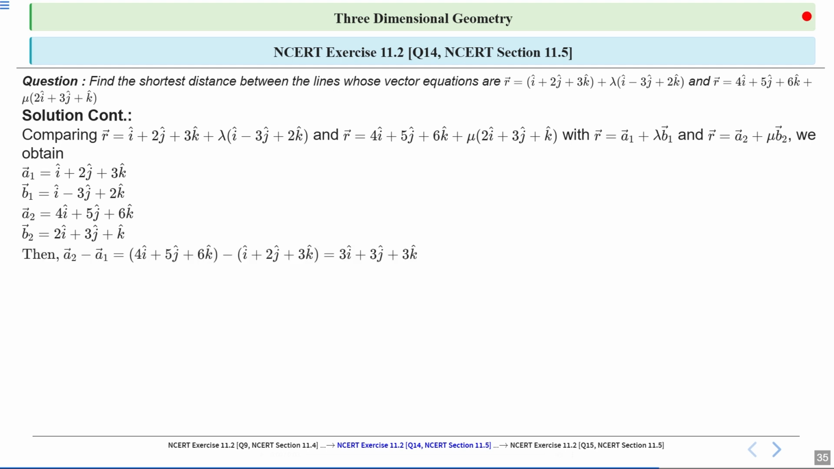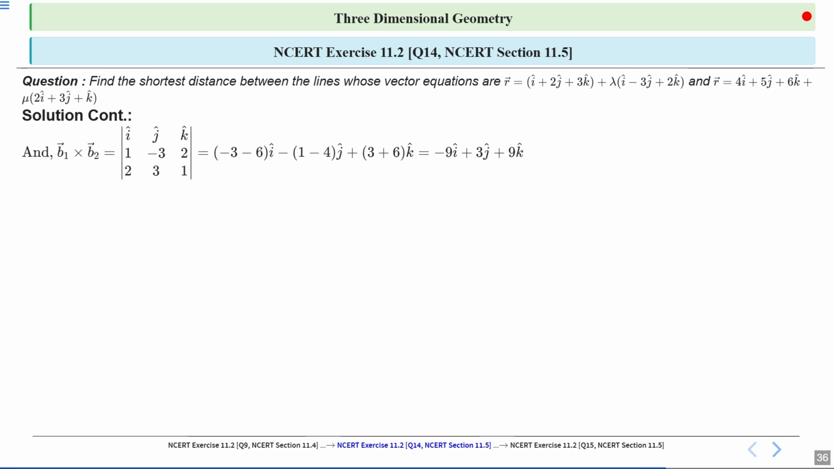Then a2 vector minus a1 vector will be equal to 4i cap plus 5j cap plus 6k cap minus (i cap plus 2j cap plus 3k cap), which is equal to 3i cap plus 3j cap plus 3k cap. Okay. Now b1 cross b2 can be calculated as the determinant of i cap, j cap, k cap; 1, minus 3, 2; 2, 3, 1. After solving this determinant we get (minus 3 minus 6) i cap minus (1 minus 4) j cap plus (3 plus 6) k cap, which is equal to minus 9i cap plus 3j cap plus 9k cap, right?